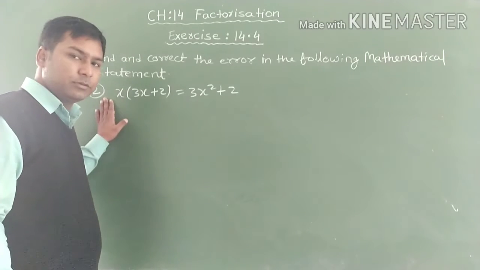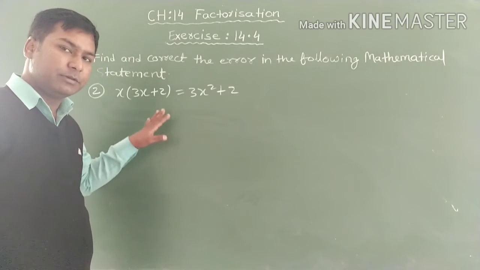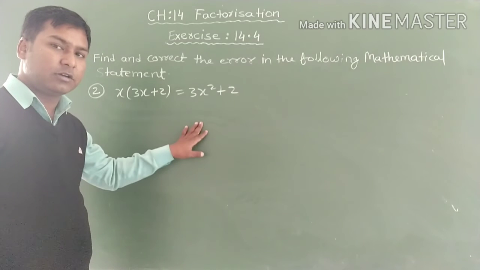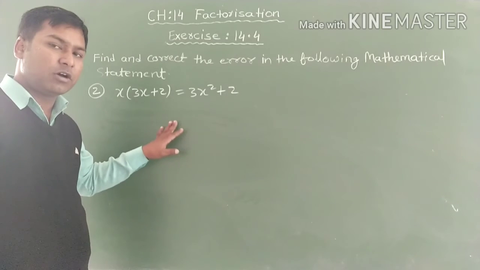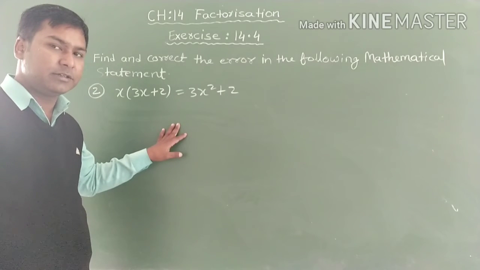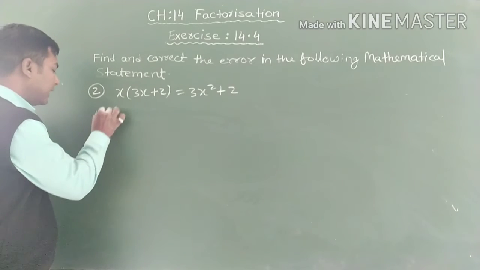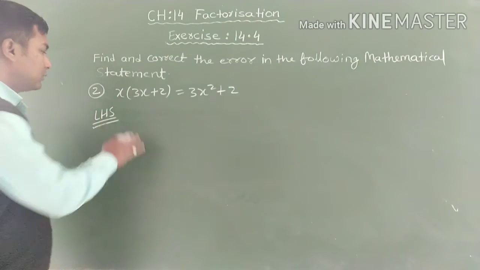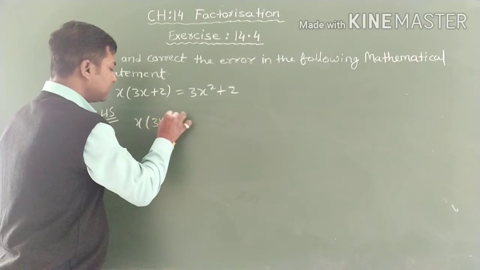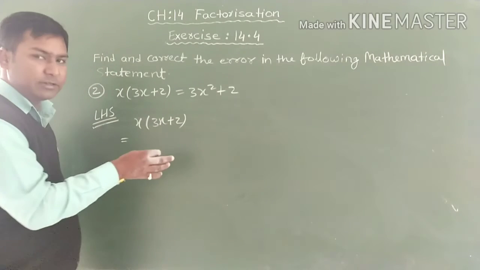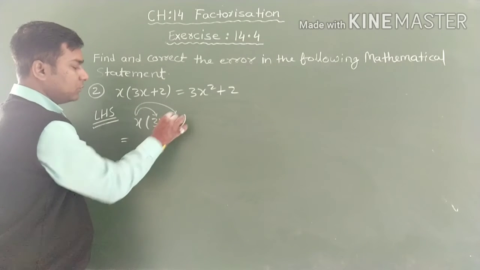Question number 2. The expression is given here, and we have to check whether it is a correct statement or a wrong statement. If it is an incorrect statement, then we have to correct it and write the correct statement. Now, first of all, we will take LHS part. So this one is LHS and this one is RHS part. Now it will be x, 3x plus 2. Now just solve it. So x is multiplied to 3x, then x is multiplied to 2.